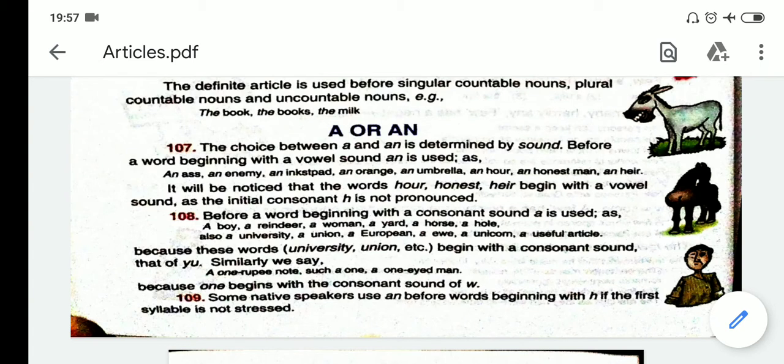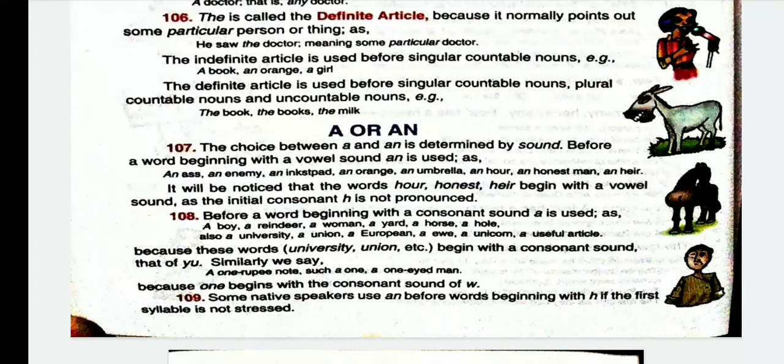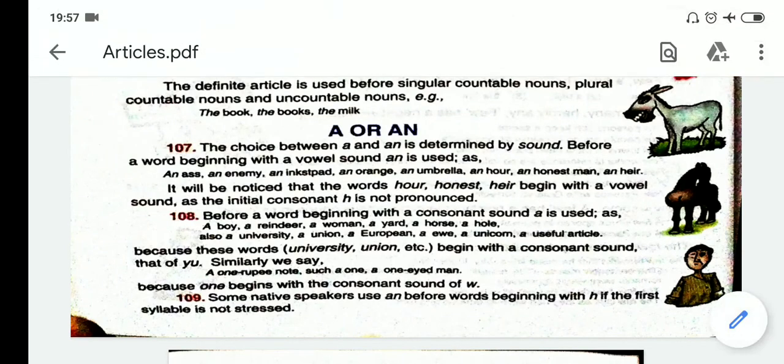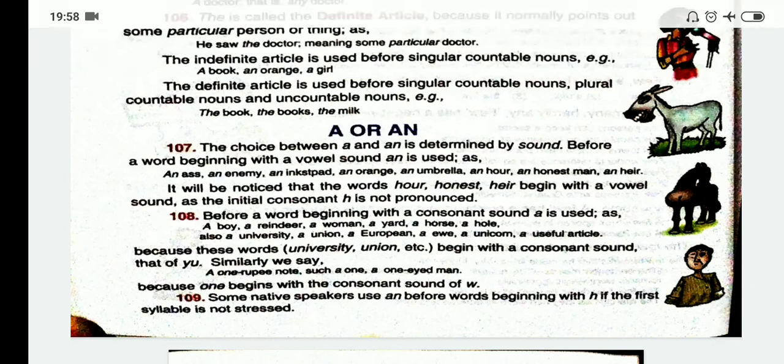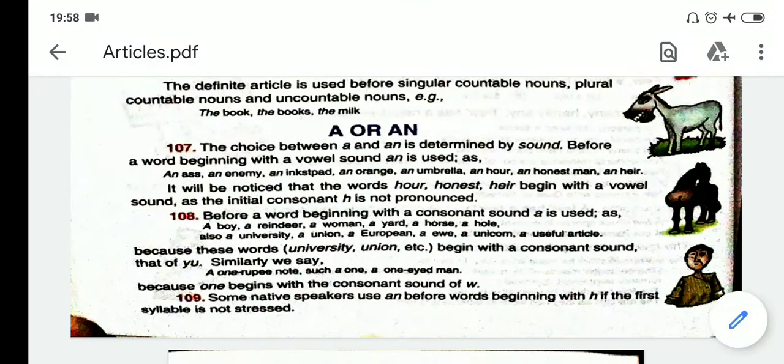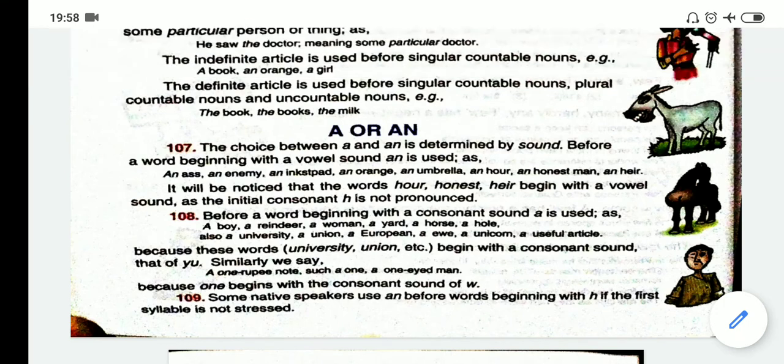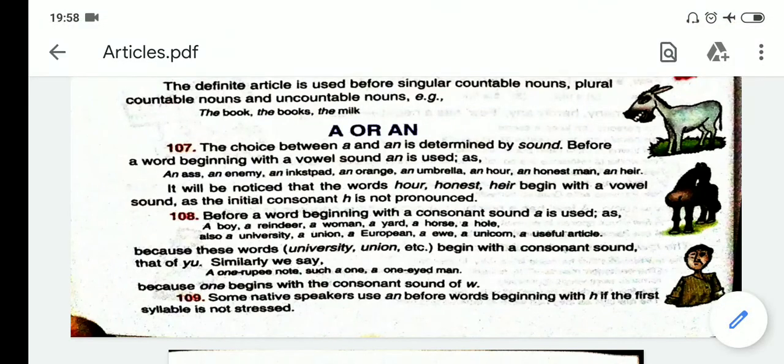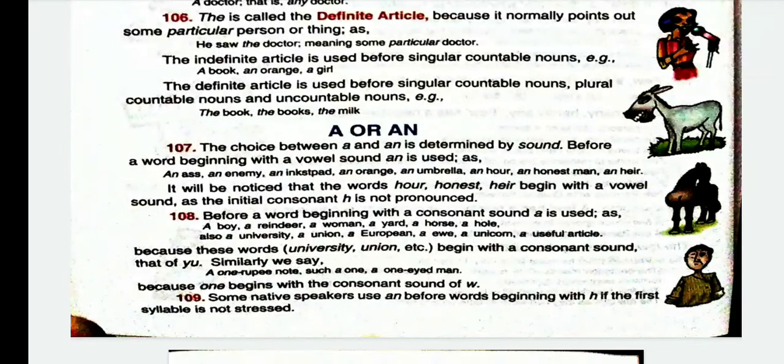Before a word beginning with a consonant sound, a is used. But the important thing is the sound. The important thing is not the letter. As you can see, a boy, a reindeer, a woman, a yard, a horse, a hole. But also a university. Although U is a vowel, university is not starting with a vowel sound. And the vowel letters are A, E, I, O, U. A unicorn, a European, a useful article.